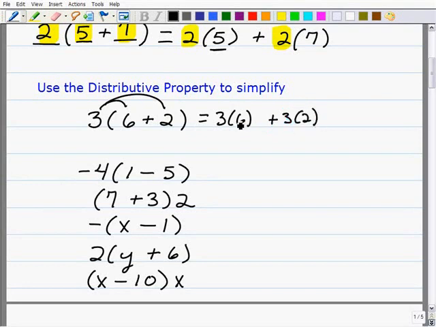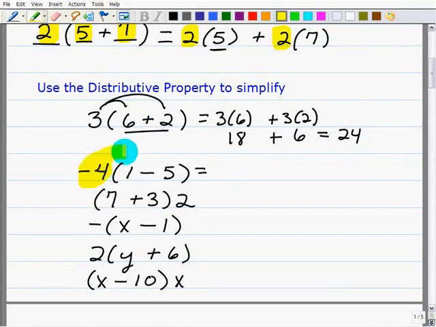Of course 3 times 6 is 18 plus 6. So the sum there is going to be 24. And of course we can check this by seeing that 6 plus 2 is 8, and 8 times 3 is 24. So there's another verification of the distributive property. All right, let's go ahead and just keep going here.